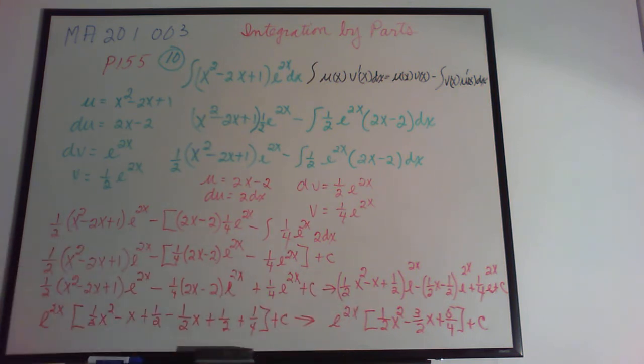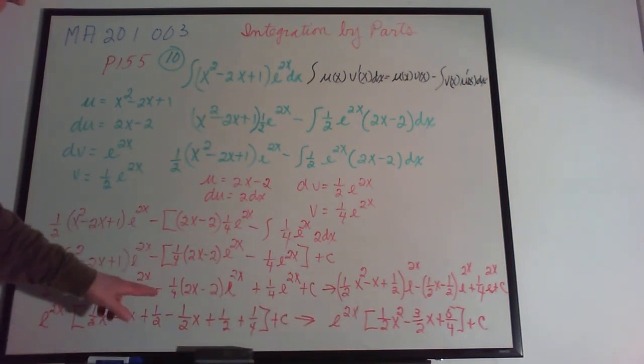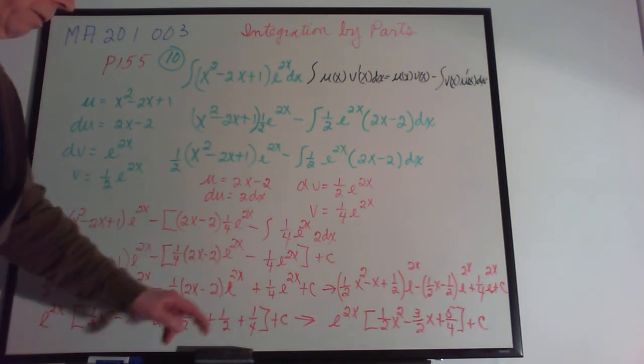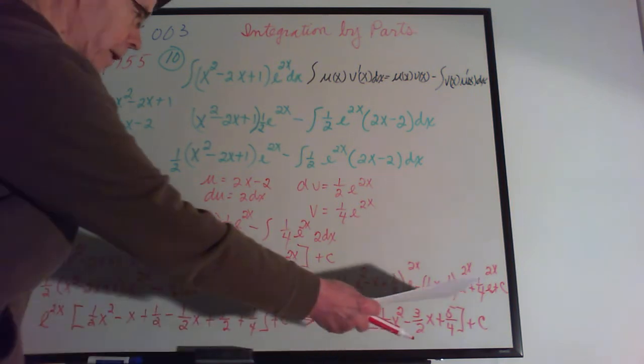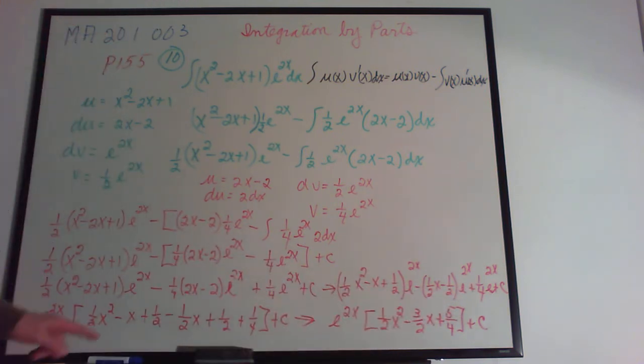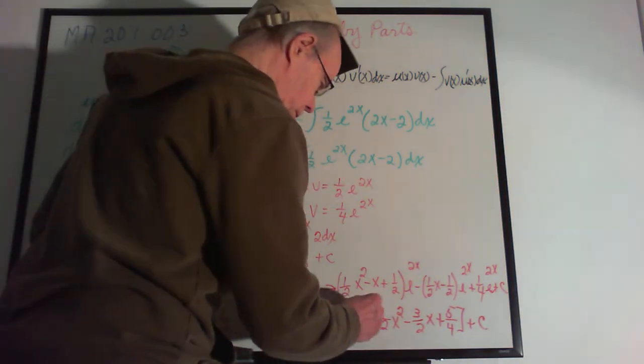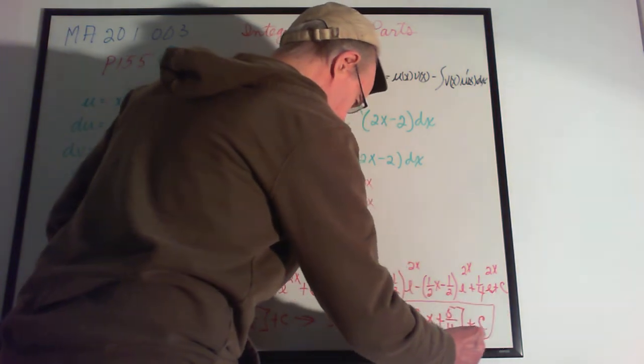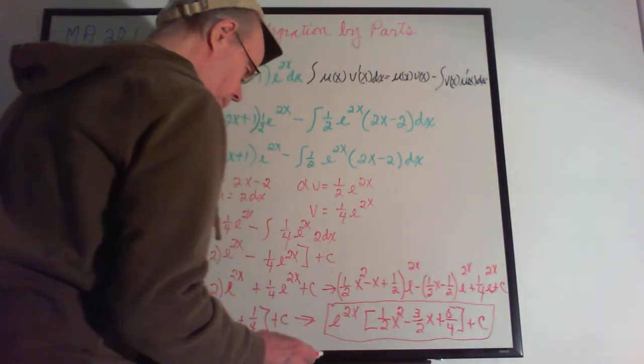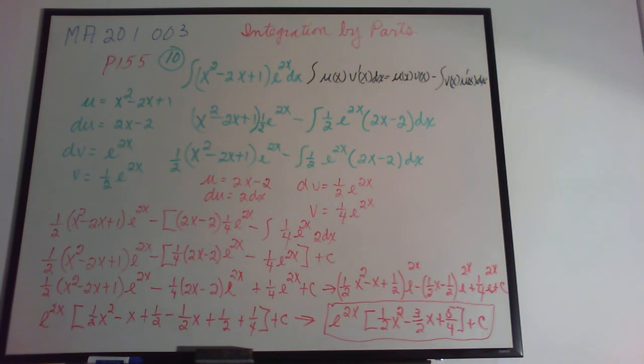Now I have to combine all of that. Remove the brackets, this is going to become minus, this will become plus. So I end up with this here, factor out e to the 2x, then I simplify all of it, and this is your answer. If you didn't get it right, try it over. So you have to use the integration by parts formula twice.